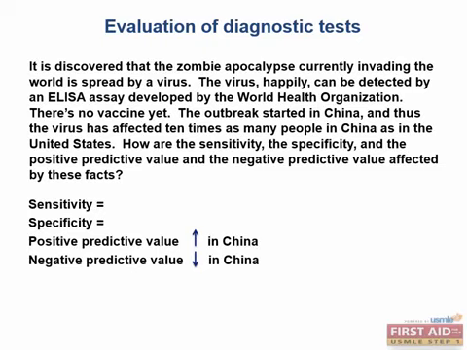Think of it this way. If you live in China where more people are turning into zombies, it's 10 times more likely that you are a zombie. So even if the test is false, there's still a greater chance that the test is a false negative because you're 10 times as likely to be a zombie.